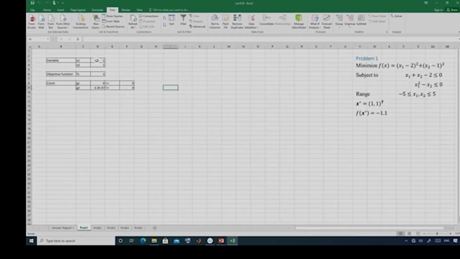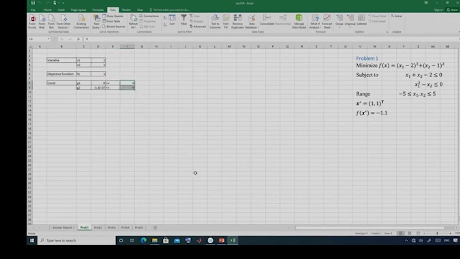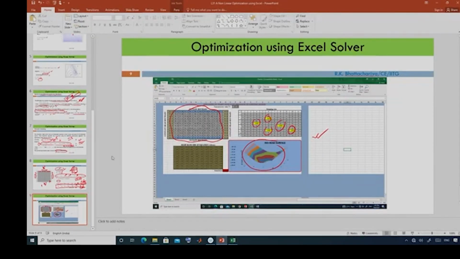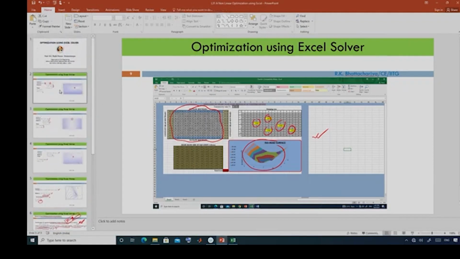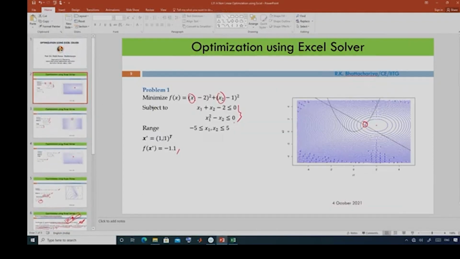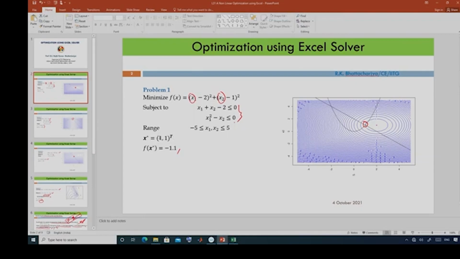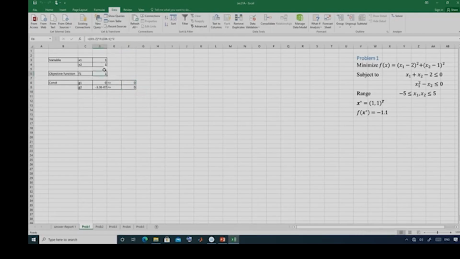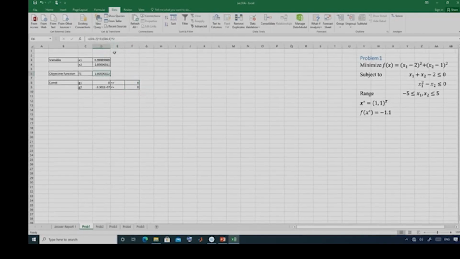So I can also see here, I am getting this solution now, 1 1, and the objective function value is also 1 and all constraints are satisfied. Okay. So if you go to this particular problem here, just see. This is the first problem and the solution is 1 1. Okay. So the solution is 1 and 1. So here also I am getting 1 and 1. Okay. So this is the solution of this particular problem.